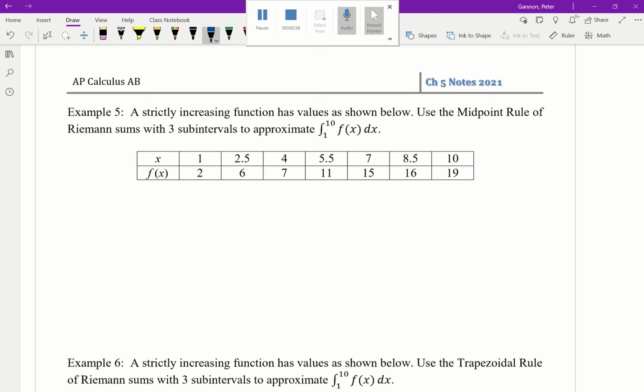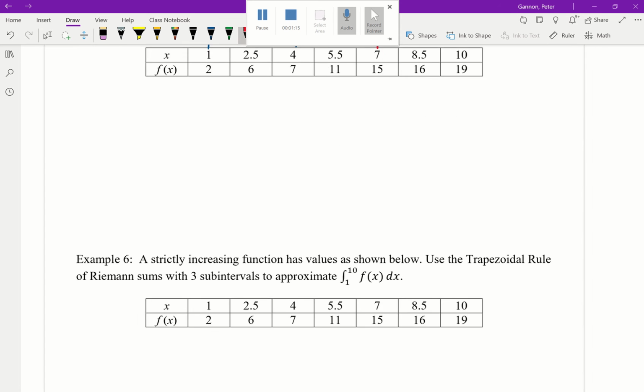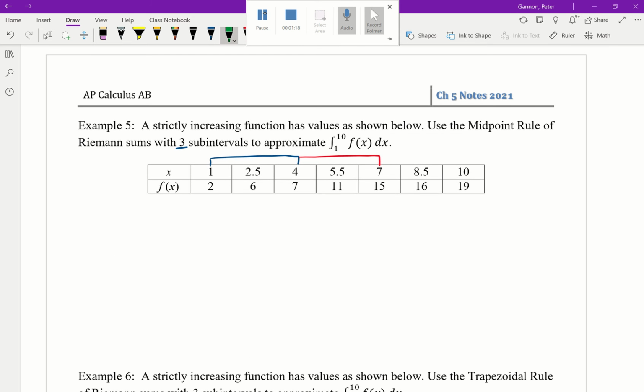So again, what we want to look for whenever we're trying to evaluate a Riemann sum is identify the width of the intervals. So in this case, our table goes from x values 1 to 10, which matches our integral. We want 3 subintervals. If you look, there's definitely more than 3 subintervals given. So for us, we want to break this down into 3 subintervals. So our first subinterval can go from 1 to 4. Our next subinterval could be from 4 to 7. And our last subinterval is from 7 to 10.